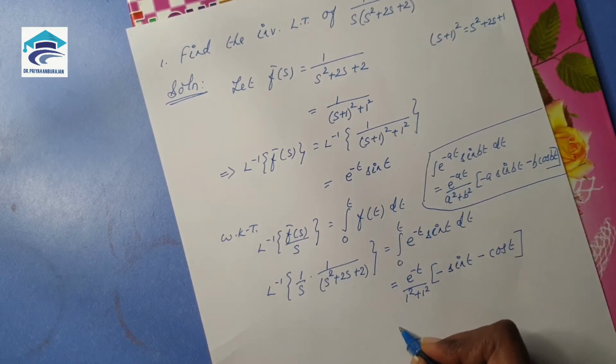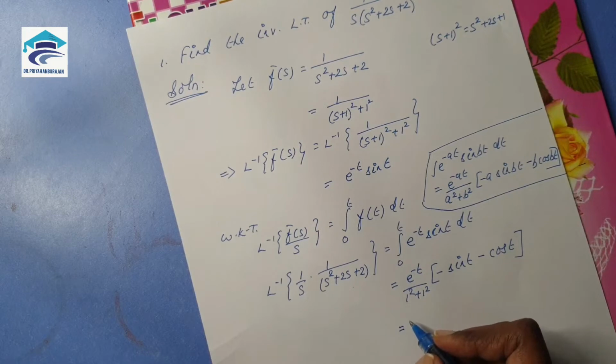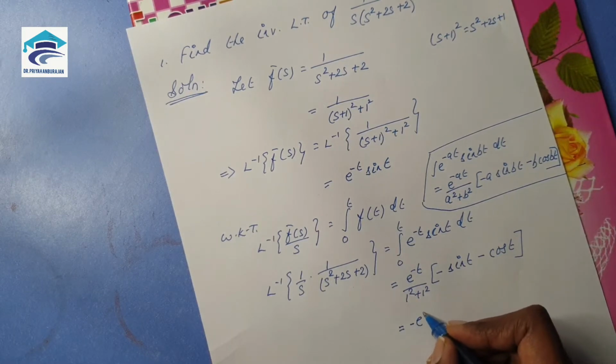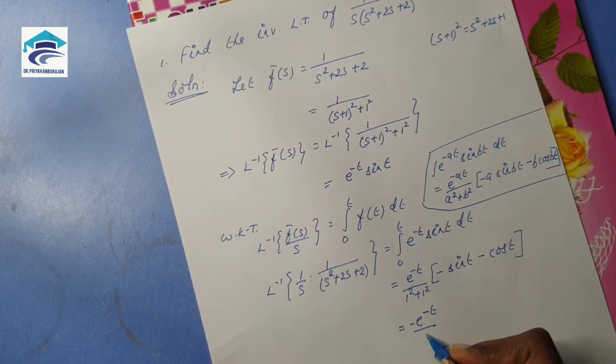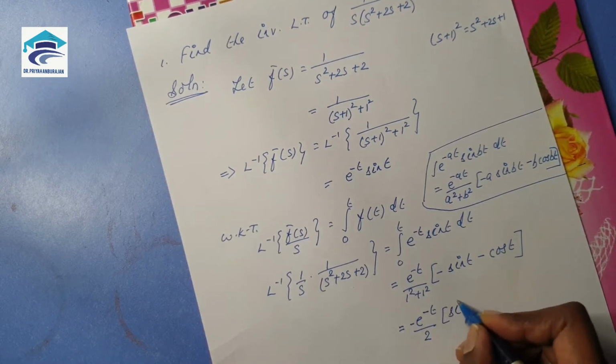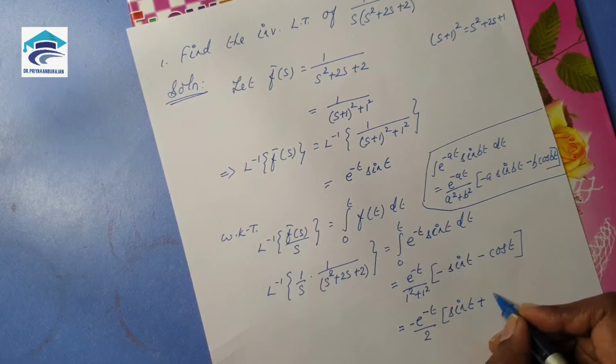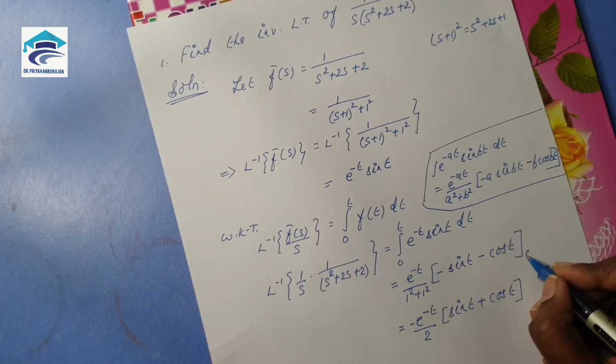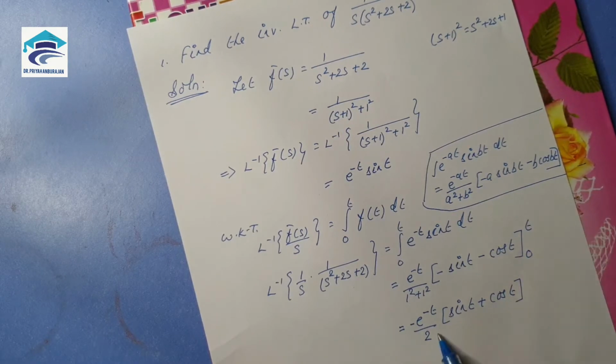So this is equal to e to the power, I can take the negative sign outside. So minus e to the power minus t by 2 into sin t plus cos t. This is from 0 to t. So when I apply t, this is the answer.